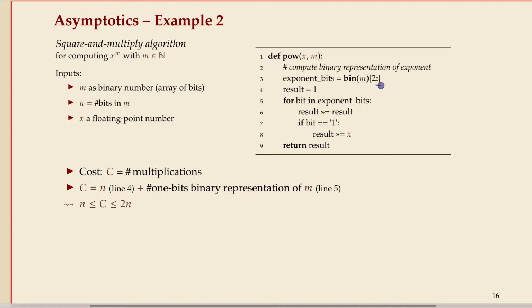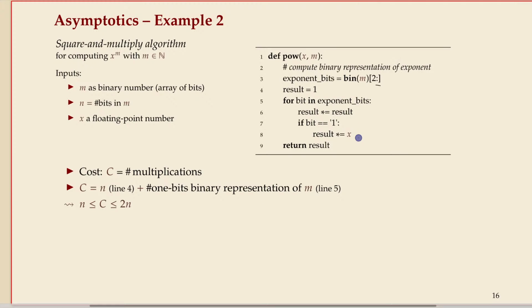Ignore this kind of weird stuff. That's Python specifics. But you can do this. If you have a number, you get a list of the digits in the binary representation of the number. Then you start with 1, and then you iterate through all the bits. You always do a multiplication, and if the bit is 1, you do another multiplication. That's the algorithm. OK, fine.